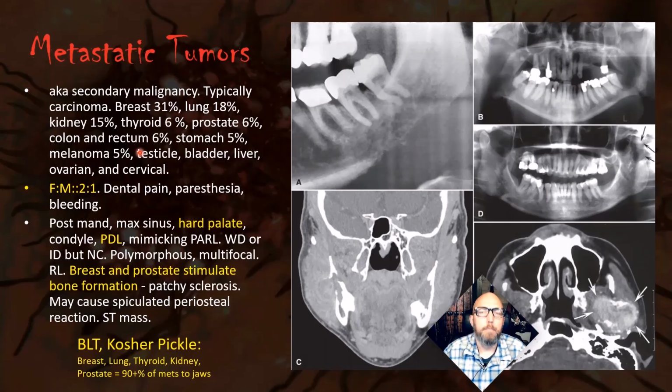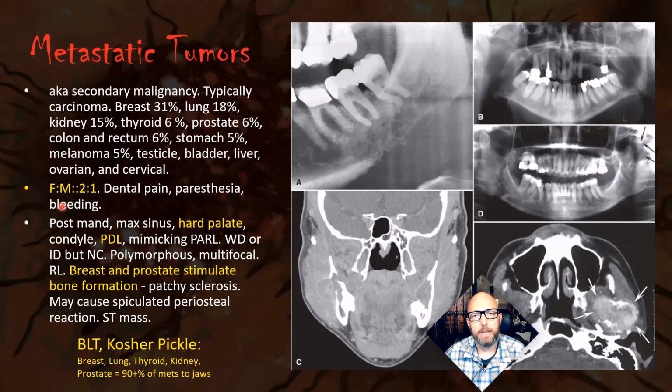All right, let's talk a little bit about metastatic tumors. I'll give you this great acronym for memorizing the most common primary malignancies to metastasize to the jaws. And that's down here, BLT kosher pickle, BLT-KP. So breast, lung, as you look at the percentages here, we've already covered almost half. Thyroid, kidney actually higher, and prostate. I think that's our BLT kosher pickle, and that covers about 90% or more of the metastases to the jaw. If you want to go on, you can remember rectum and stomach, melanoma. But that pretty much covers the big ones, the more common ones that tend to metastasize to the jaws.